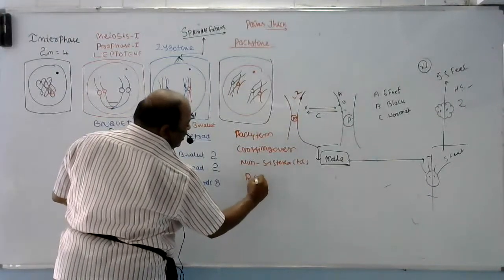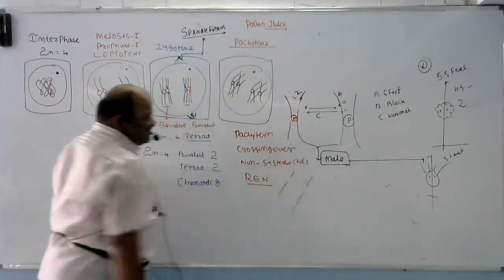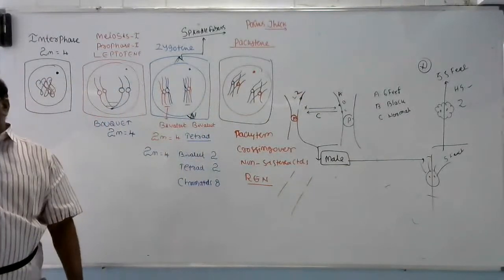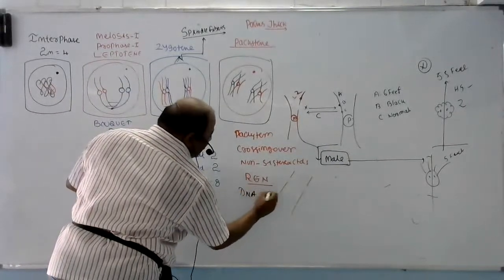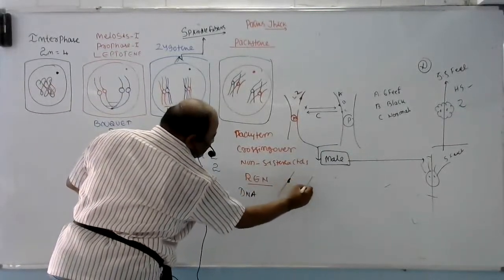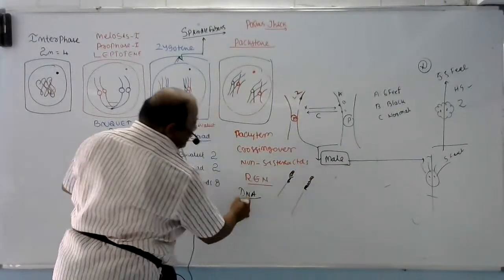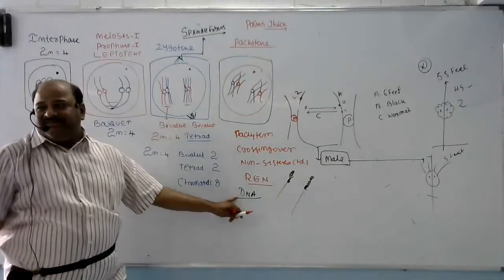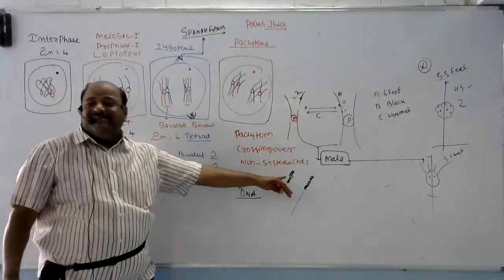After that, what happened? Two enzymes are involved. One is the restriction endonuclease enzyme. It is useful to cut the portions. Later, another enzyme is involved. What is that enzyme? It joins the fragments. That is called DNA ligase. So this is called the pachytene stage.